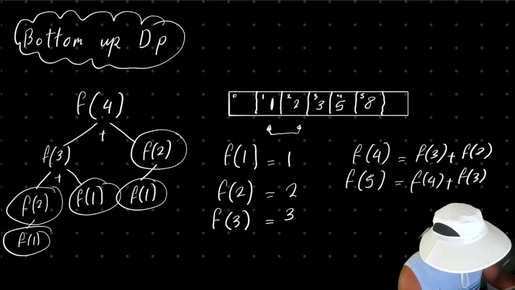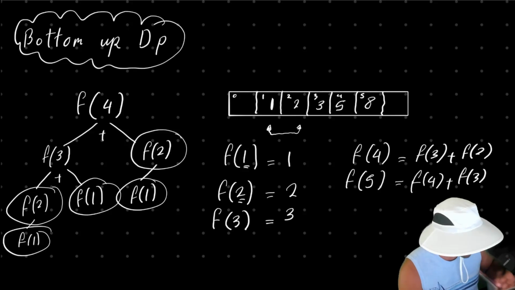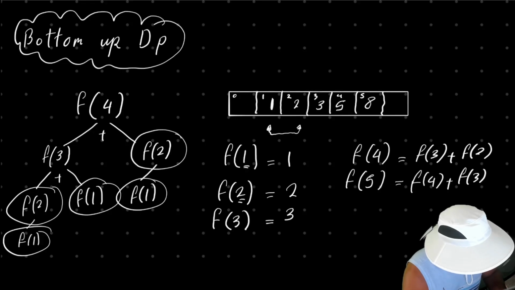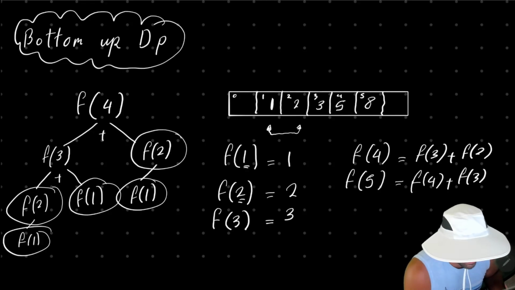That's the idea. This is called bottom up because we're starting from the base case, which is n is 1 and n is 2, and then we're getting the solutions for anything bigger than 2 by just adding the two previous values. So it's just a for loop, basically.